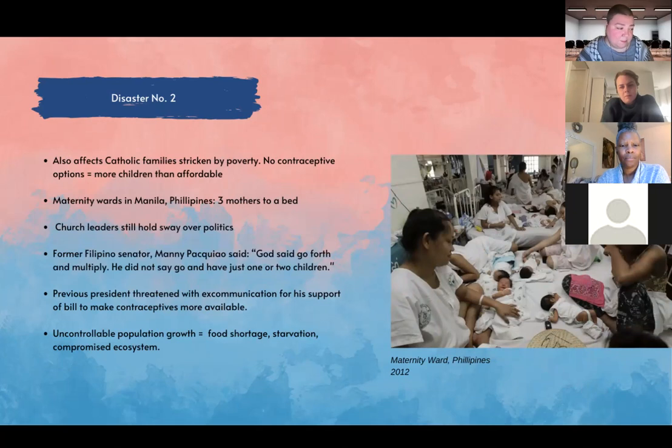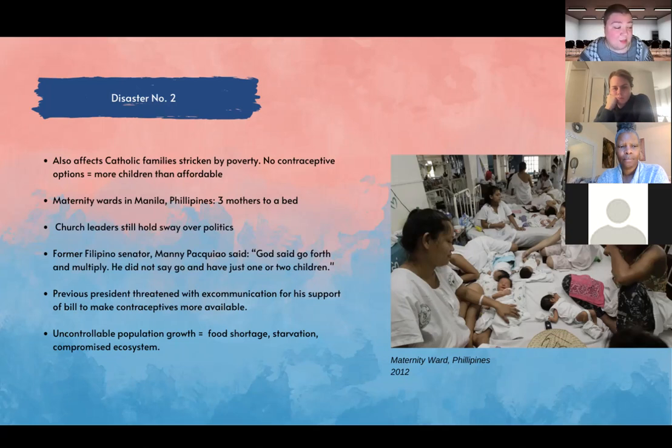Another impact which this teaching has had concerns financial unsustainability in Catholic families stricken by poverty. Many Catholic married couples, due to a lack of contraceptive options, often end up with many children. This is a problem if you cannot financially support or feed those children. In the city of Manila, many of the Filipino maternity wards are so full that new mothers have to share one bed with 2 other patients.